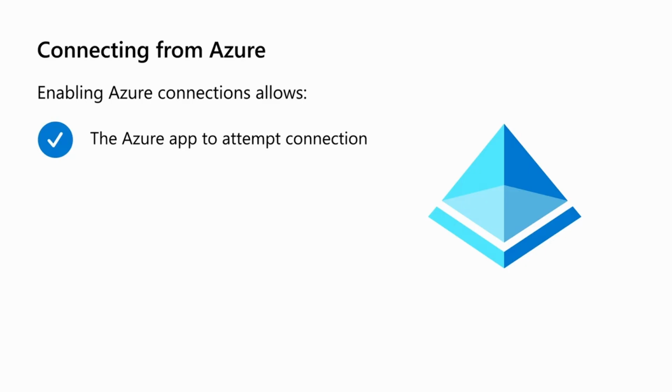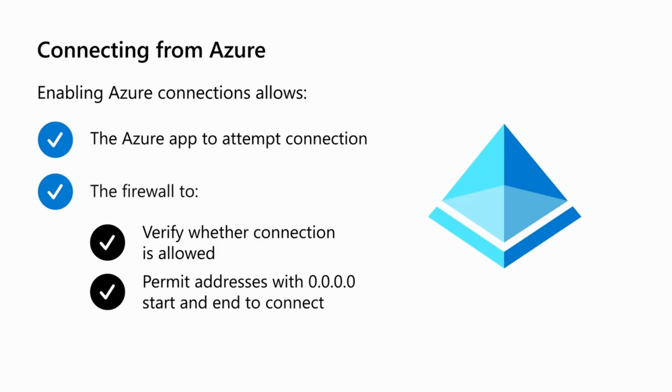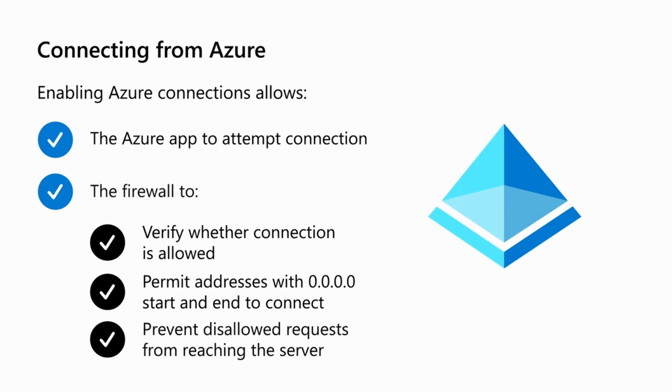When an application from Azure tries to connect to your database server, the firewall verifies whether Azure connections are allowed. A firewall setting with start and end addresses set to 0.0.0.0 indicates that Azure connections are permitted. Choosing this firewall setting allows all connections from Azure, even from other customer subscriptions. If you select this option, ensure that sign-in and user permissions restrict access to only authorized users. Requests won't reach the Azure SQL Database server if the connection attempt is disallowed.